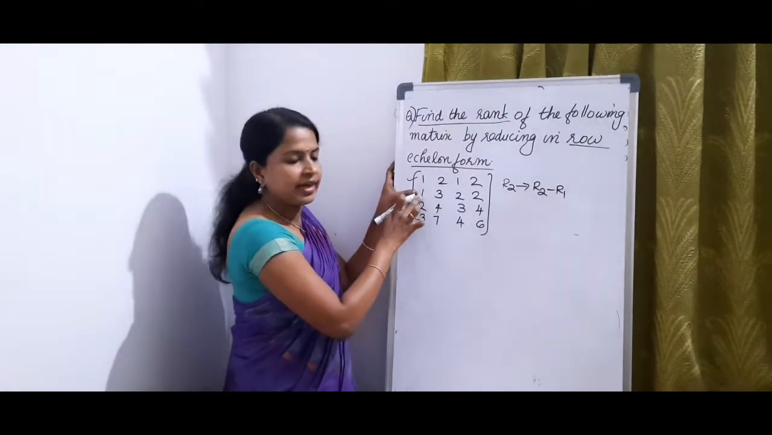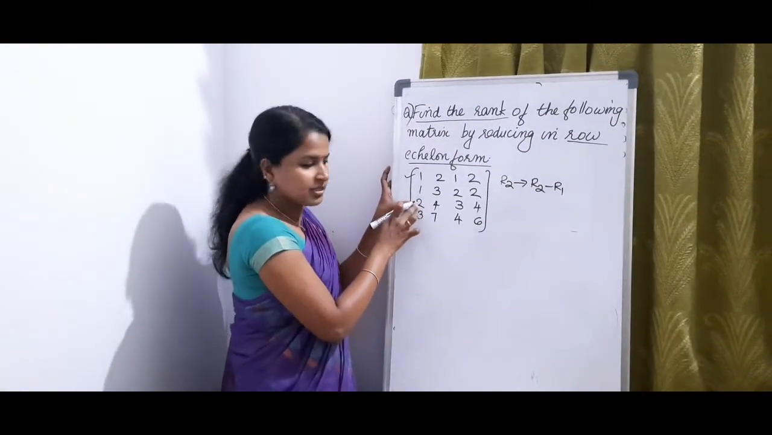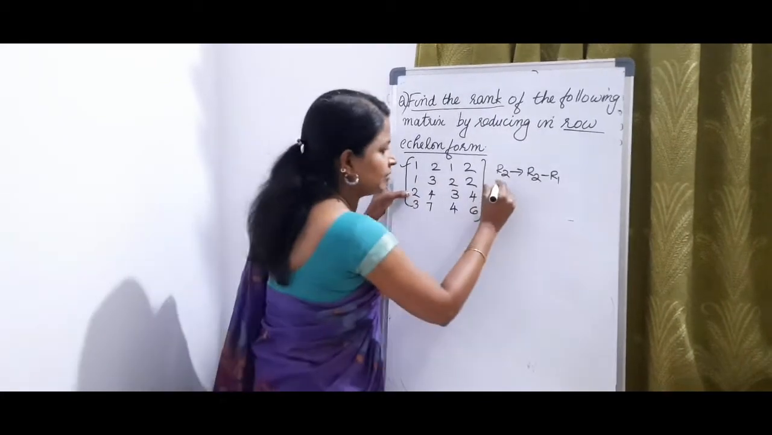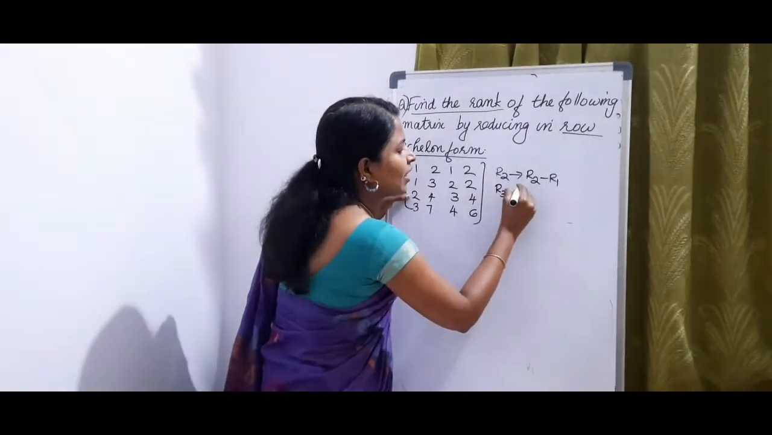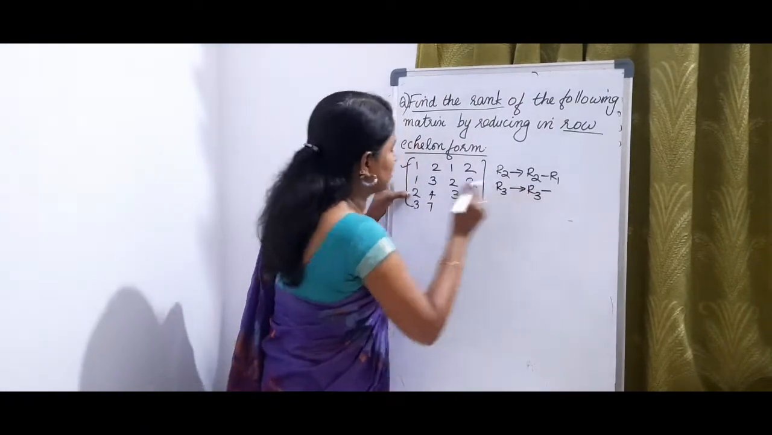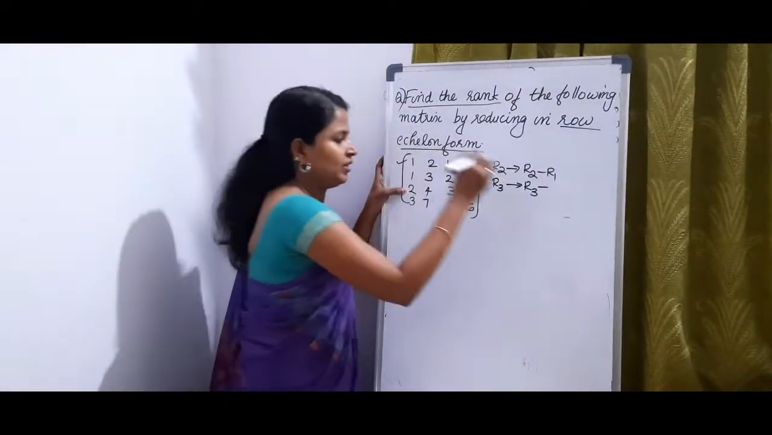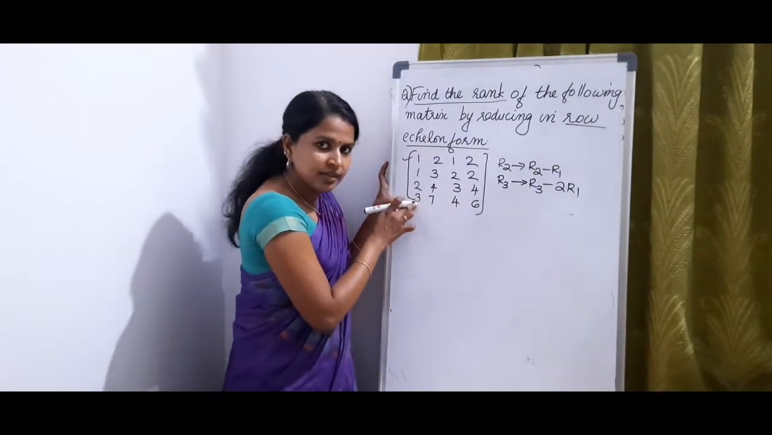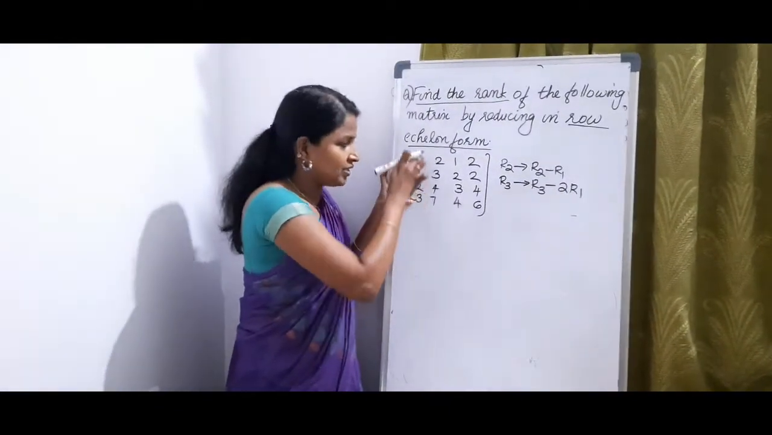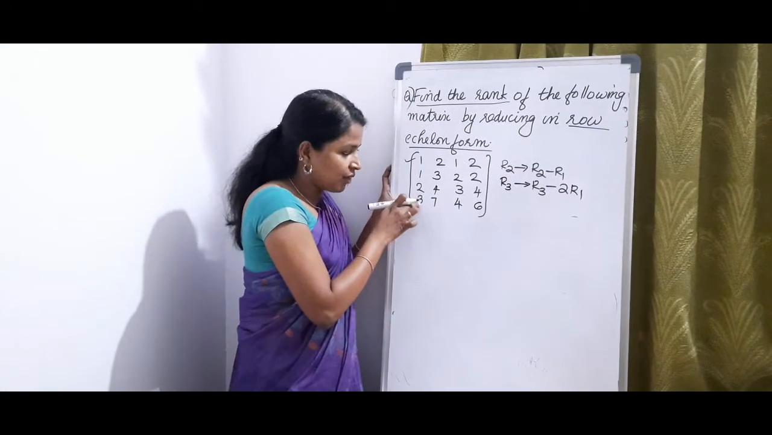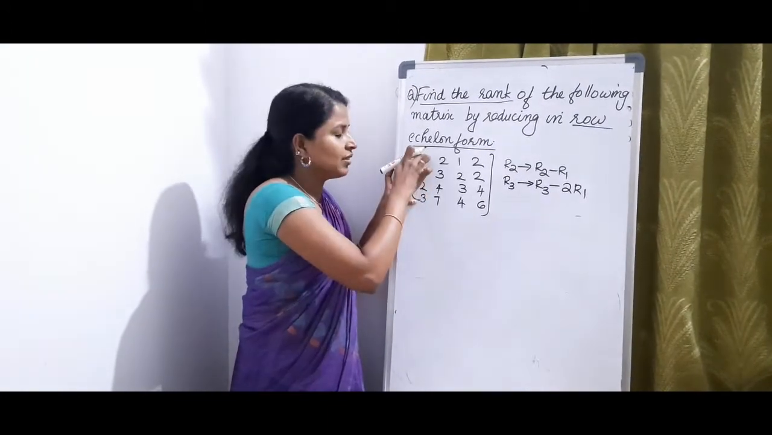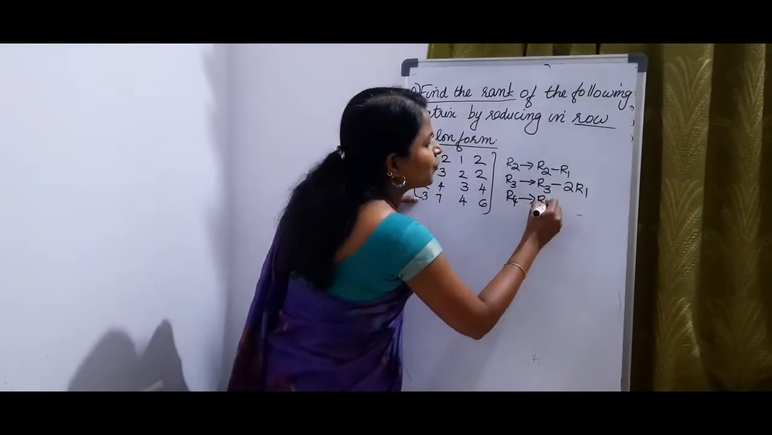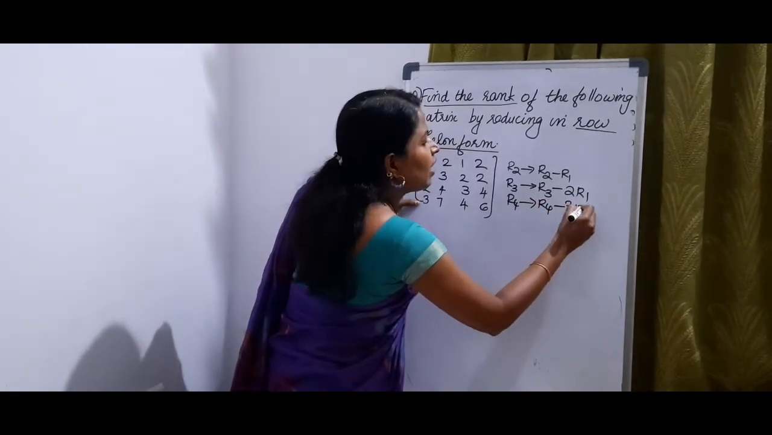And second, in this place, 2 minus 2 into 1. This 2 is R3, so R3 gives R3 minus 2 R1. Then the last one is 3 minus 3 into 1. That is R4 minus 3 into R1, so R4 gives R4 minus 3 R1.